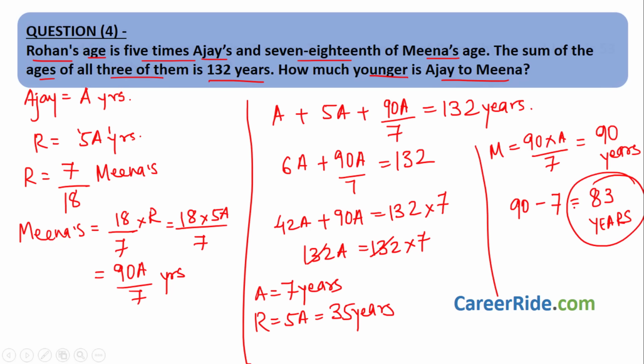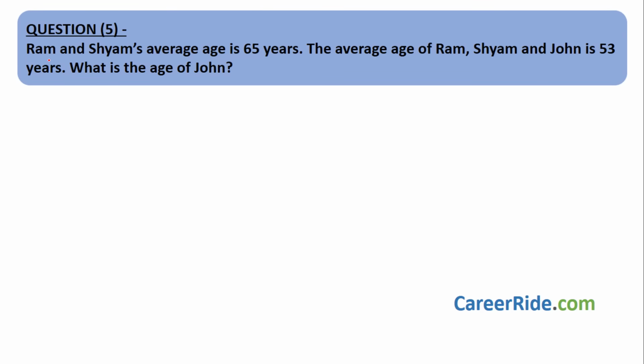Going to the next question. Question number 5. Ram and Shyam's average age is 65 years. The average age of Ram, Shyam and John is 53 years. What is the age of John? Now, over here it is not just problems related to ages. A different type of problem related to ages has been asked over here. It is related to average age.